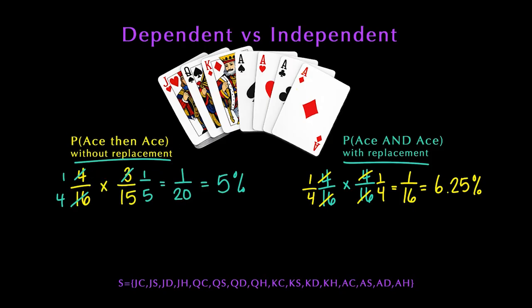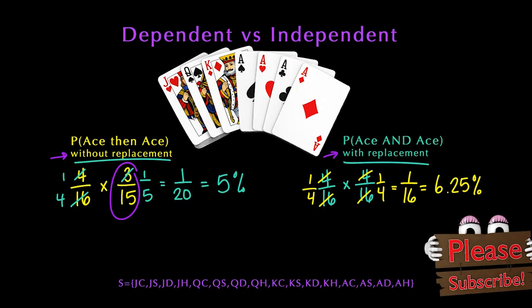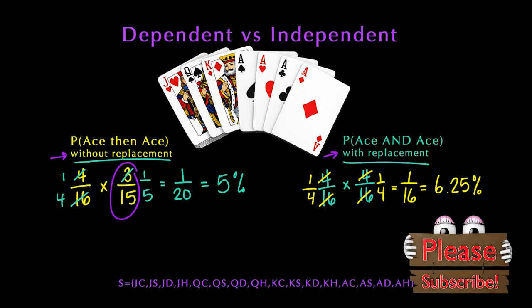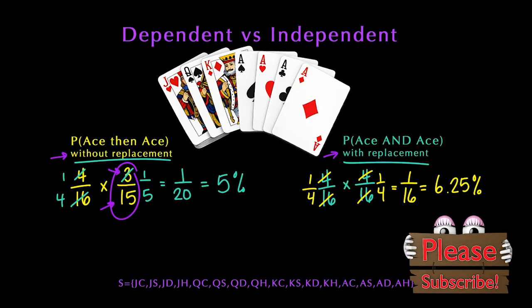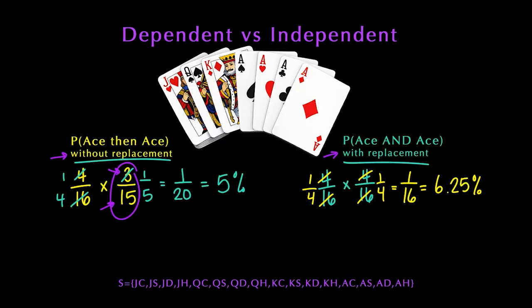So let's look at what changed between dependent without replacement and independent with replacement. So dependent, the only thing that changed was my second fraction. So when I pulled an ace out and I did not put it back, I ended up having a smaller numerator and a smaller denominator because everything went down by 1 since I had removed one of those aces.